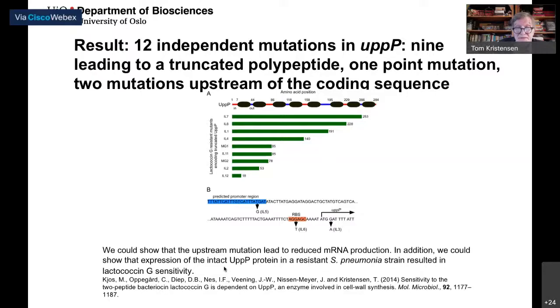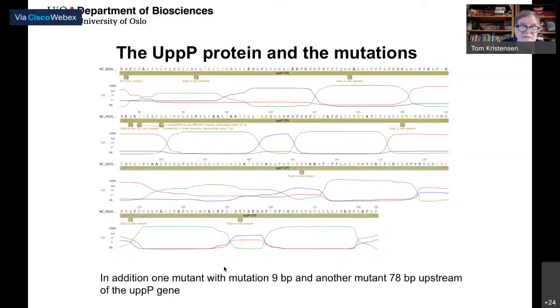And we immediately threw ourselves at other 2 peptide bacteriocins to find out if they had the same mode of action as this one. Well, this is a figure showing more details about the mutations we have in the UPP protein. The green here are transmembrane regions. The blue ones are outside the cell, and the red ones are inside the cell. So this is a protein that spans the membrane several times.